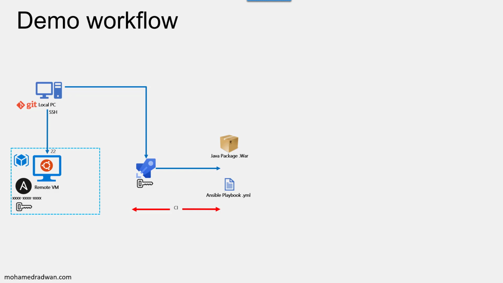The main idea here is that the continuous deployment pipeline needs the Ansible playbook so it can create the infrastructure needed to deploy my application, and then picks the package to deploy that package to the created infrastructure. So this will be available on the artifacts for the continuous deployment pipeline. And then I will just run the continuous deployment pipeline.